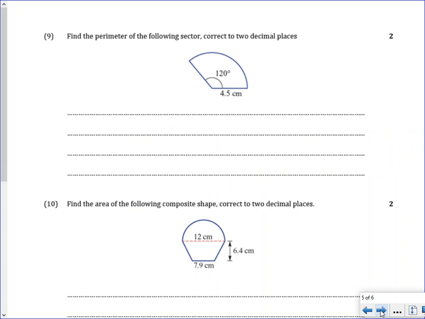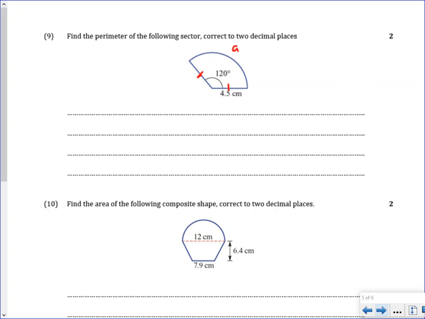Going to the next page, we want to find the perimeter of this sector corrected to 2 decimal places. So the perimeter of this sector means we're going to have to add up all the sides. So obviously that's 4.5, that's 4.5. We just need to find the arc length. So how about I call that A for arc.